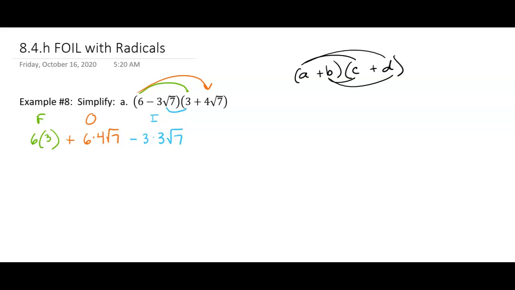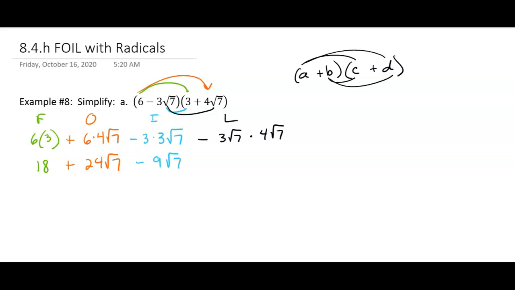And then finally I'm going to do the last, which is this one times this one. So it's also going to be negative, and it's going to be 3 times the square root of 7 times 4 times the square root of 7. Okay, so that's how everything lines up for the multiplying. And now we'll simplify. So 18, 6 times 3. Then I have 24 plus 24 square root 7. Then I have minus 9 square root 7.